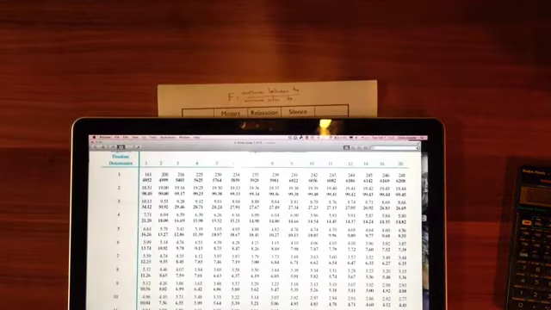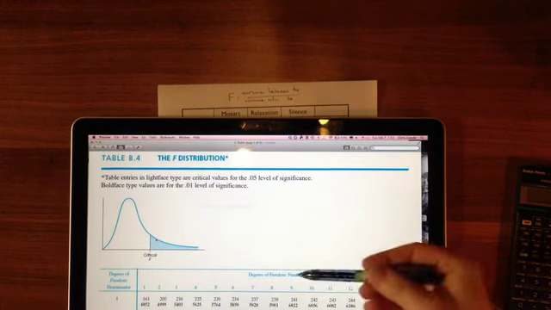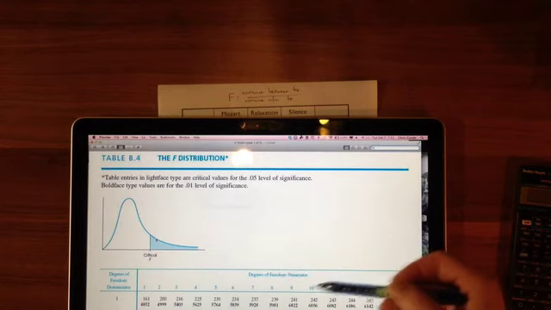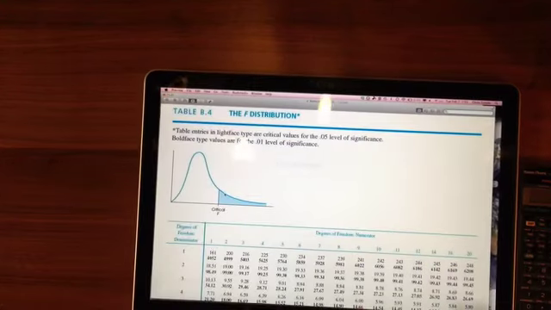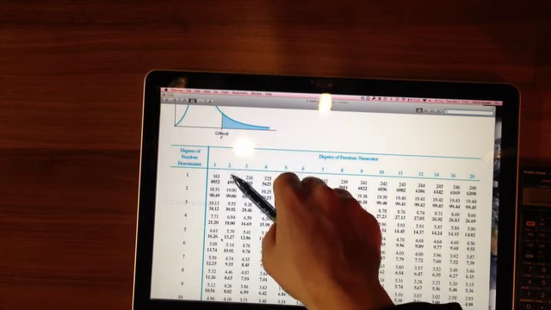There we are. So this is the F distribution. It's from your textbook, table B4. And you'll see that across the top we have degrees of freedom in the numerator, and down these rows, we have the degrees of freedom in the denominator. We decided that in the numerator there were 2 degrees of freedom because we had 3 groups.